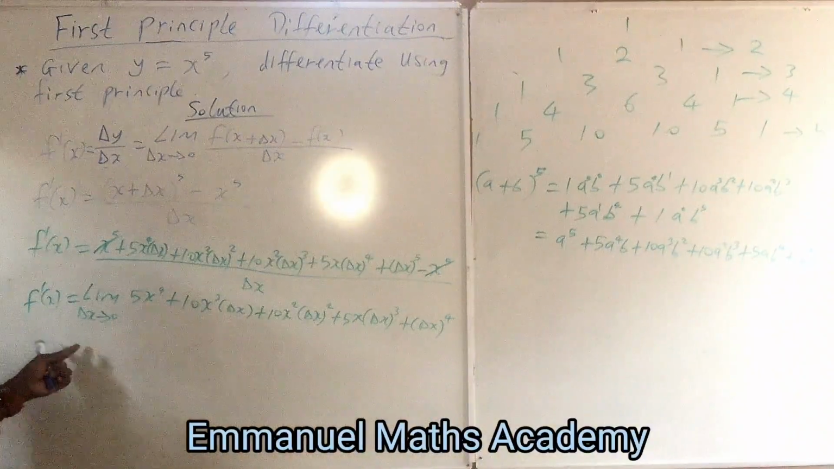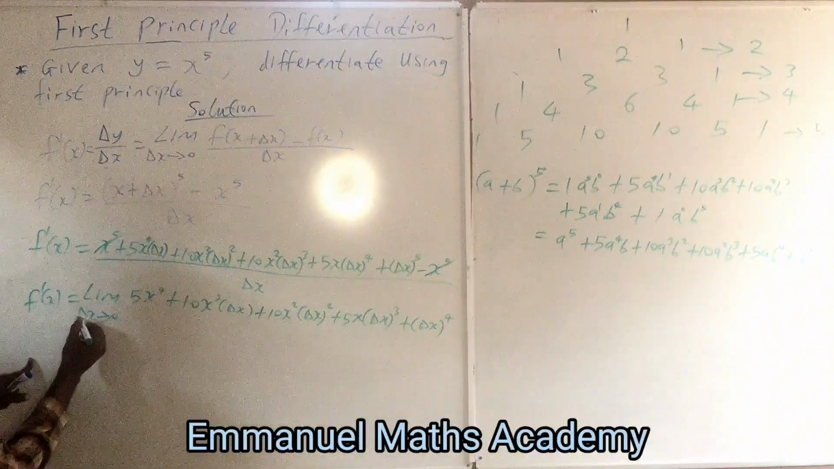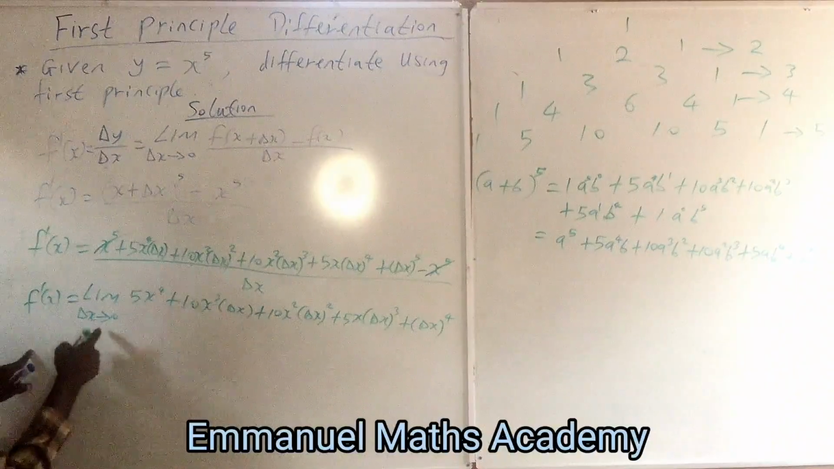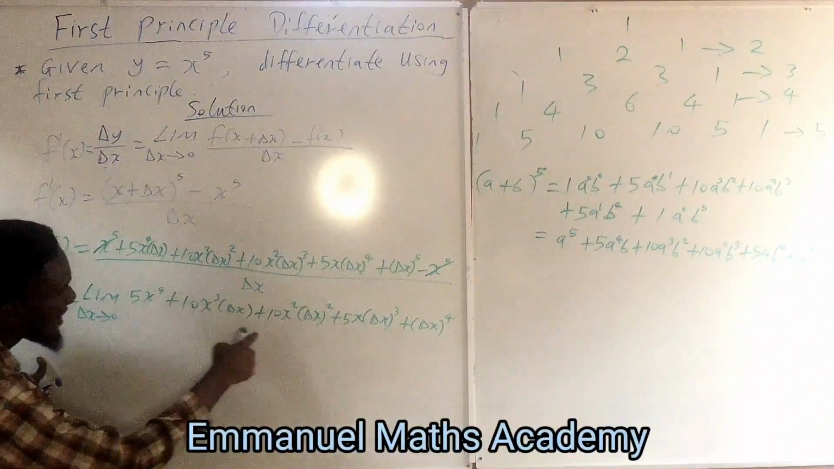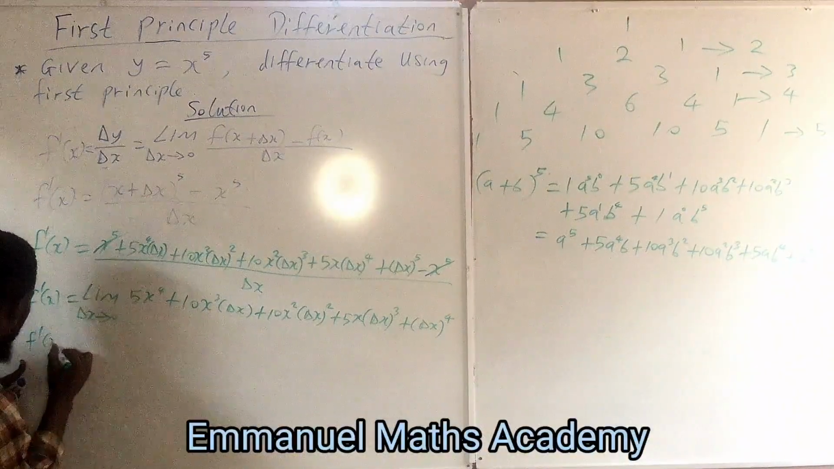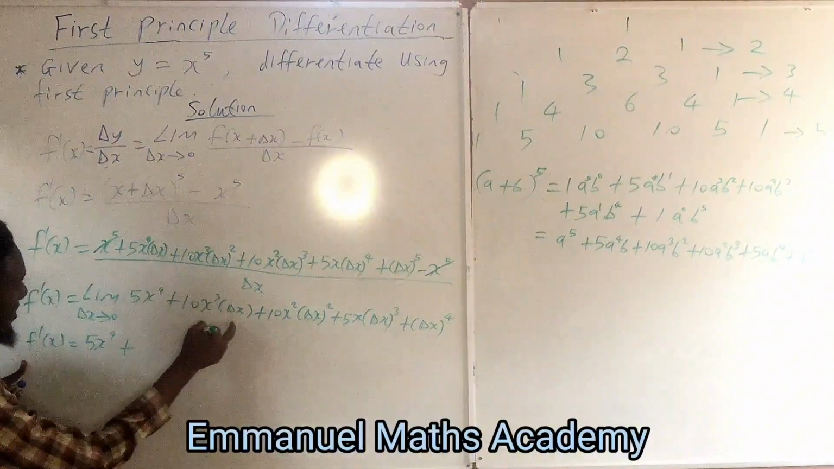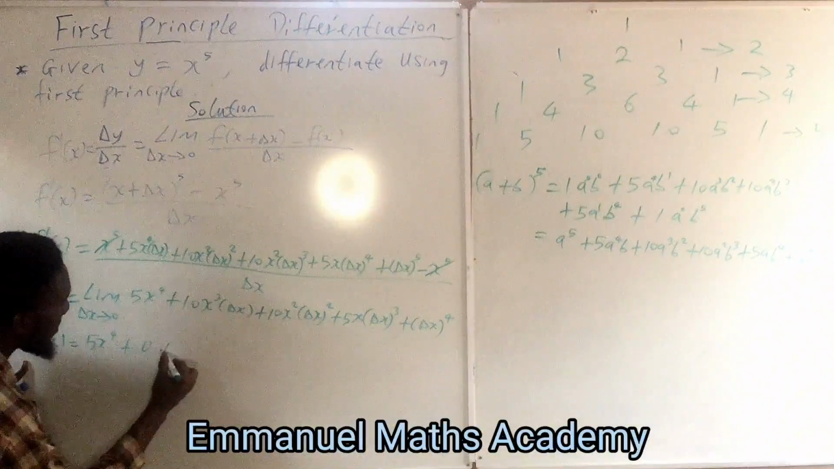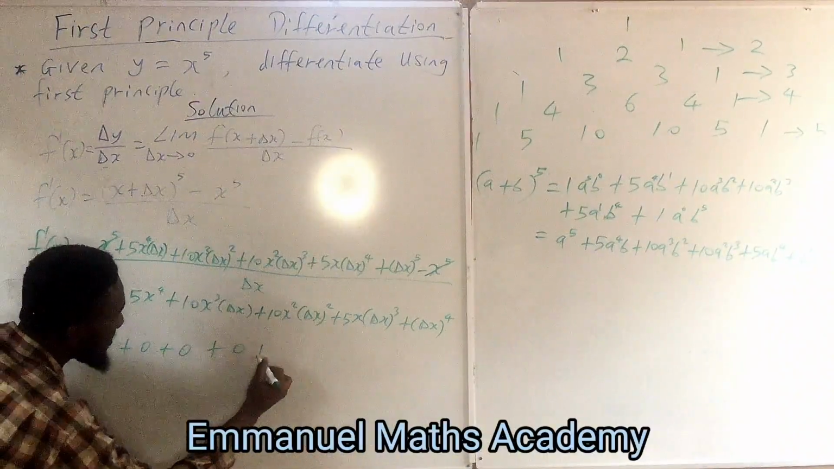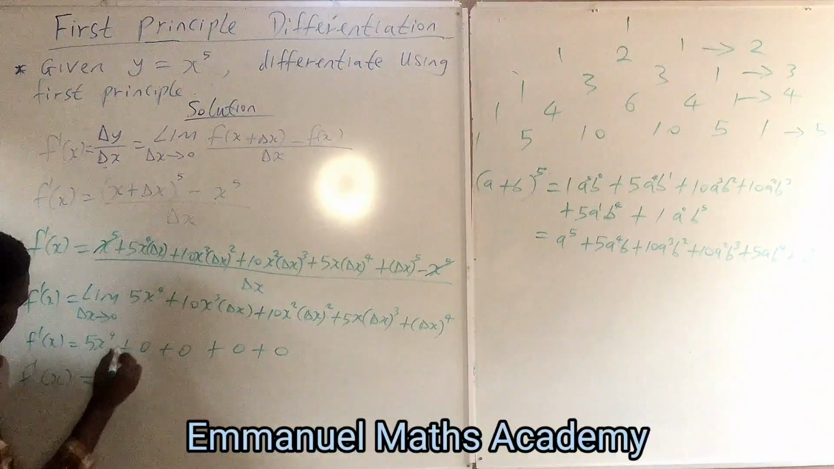Now applying this limit, when the delta x tends to 0, that means anywhere you see the delta x, you substitute the value 0. So if you substitute the value 0 here, here, here, you now have f prime of x is equal to 5x power 4 plus 0 times this will give you 0. Each of the remaining terms also gives you 0.